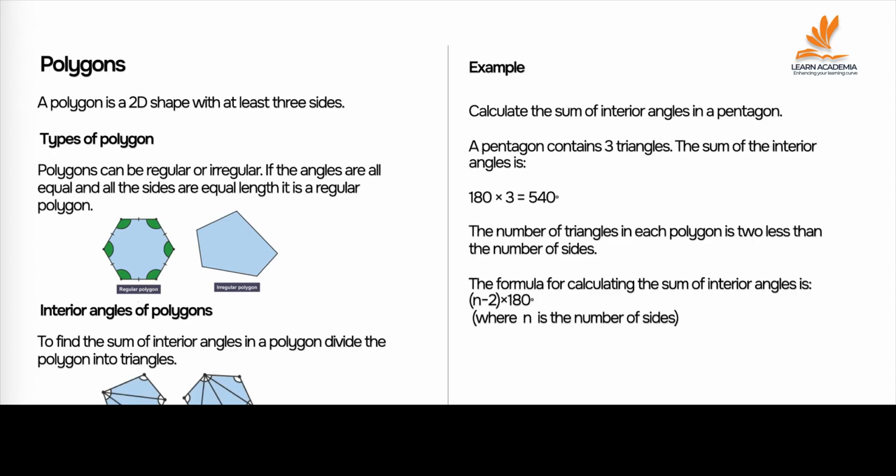Now it says if the angles are all equal and all the sides are of equal length, we call such a polygon a regular polygon. And then if the opposite is the case, we call them irregular polygons.